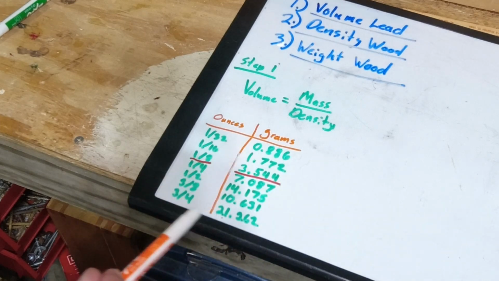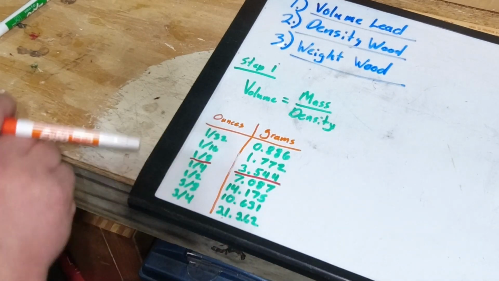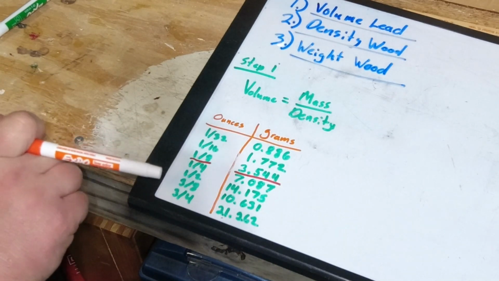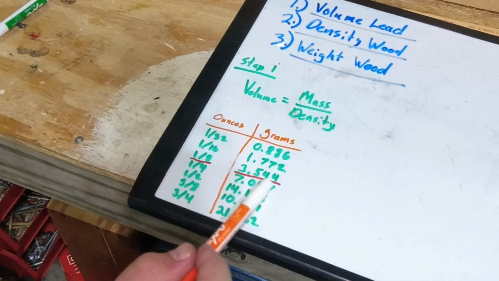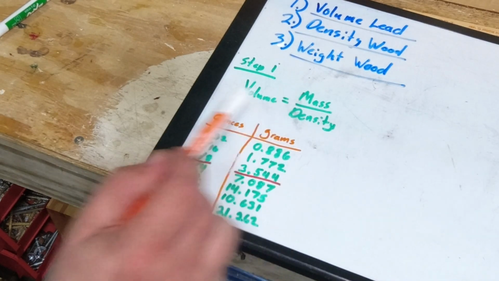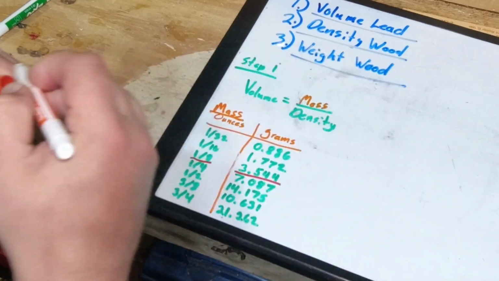This is just a conversion table for your convenience. It's 1/32, 1/16, 1/8, 1/4, 1/2, 3/8, and 3/4. The 1/8 is what I'm looking for, so I'm going to use this number right here for the grams, and that's going to be our mass. This becomes our mass. We'll color code it for you guys.